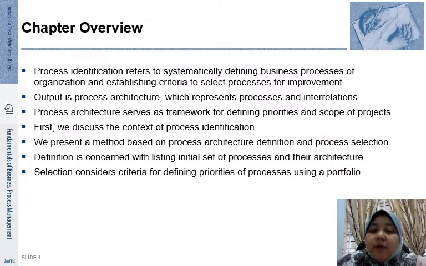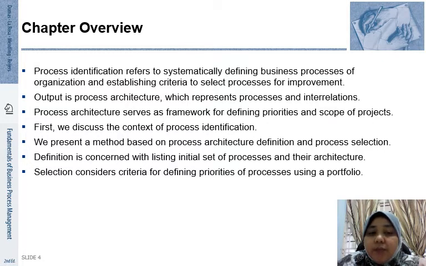Alright, so throughout the chapter, we're going to learn about process identification, our very first phase, which refers to systematically defining business process. Business process ni kita tak boleh nak buat secara scratch. We have to build it systematically. Apa maksud systematically? Kenalah ada dia punya tertib. Tertib dalam disiplin dia. Systematically define business processes of an organization and establish criteria to select processes for improvement.